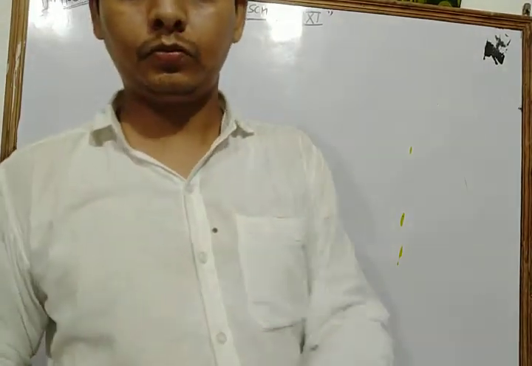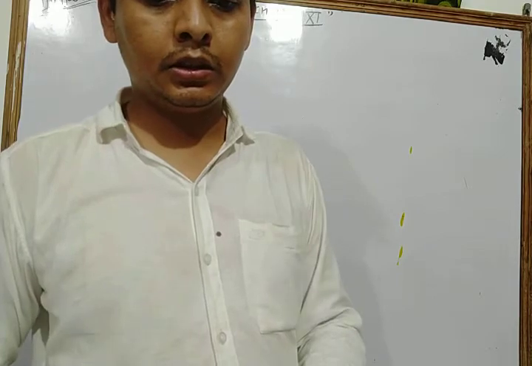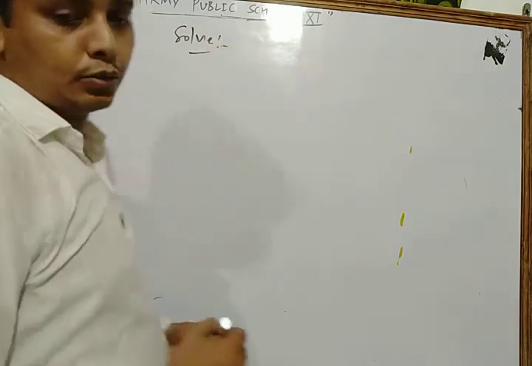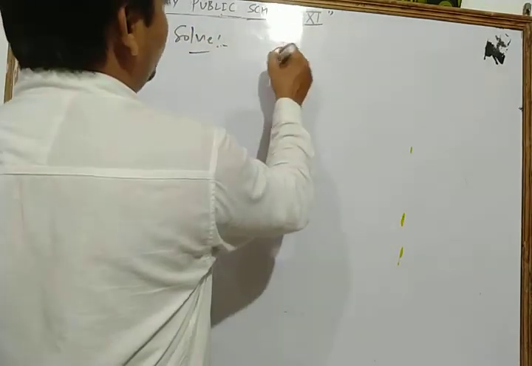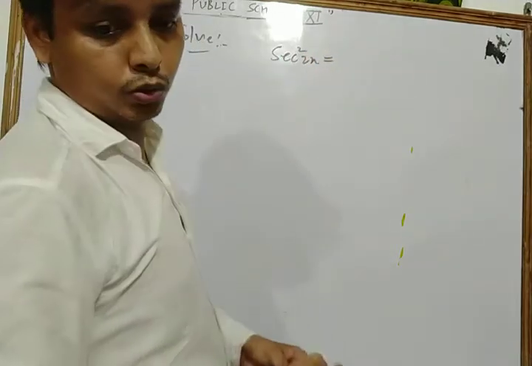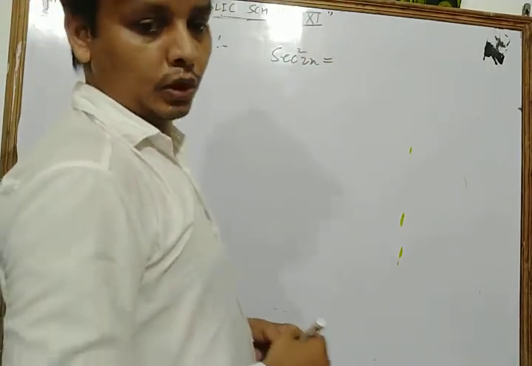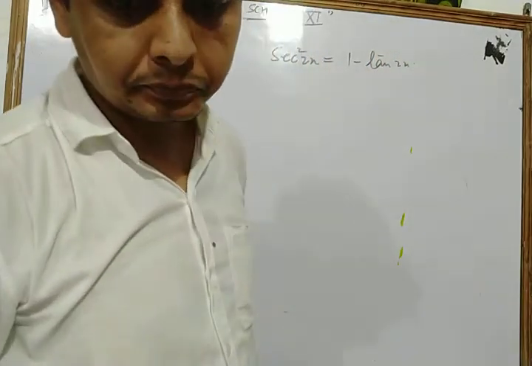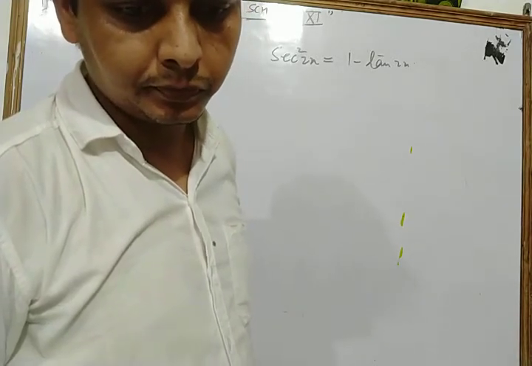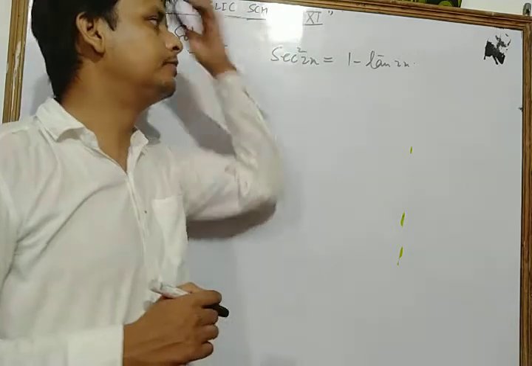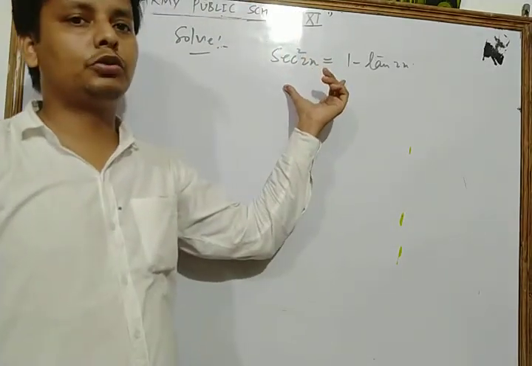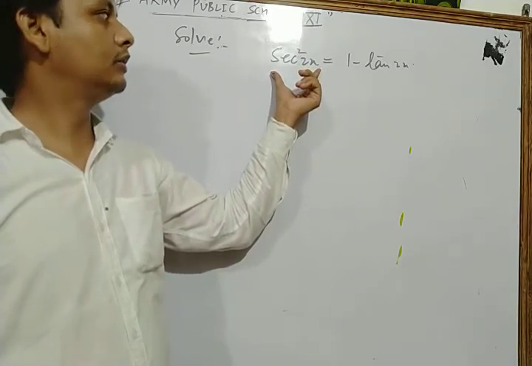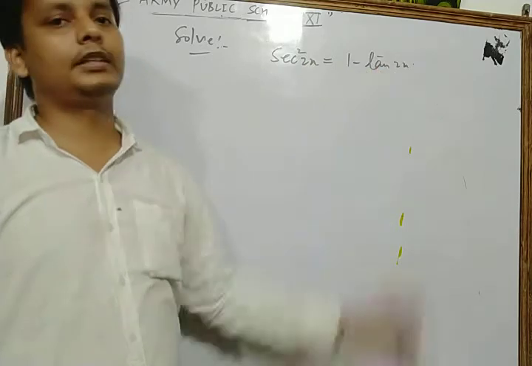Let's see some other trigonometric equation. Suppose we solve the equation sec square 2x is equal to 1 minus tan 2x. This is also a very important question of your NCERT exercise. Your trigonometric equation is sec square 2x is equal to 1 minus tan 2x.